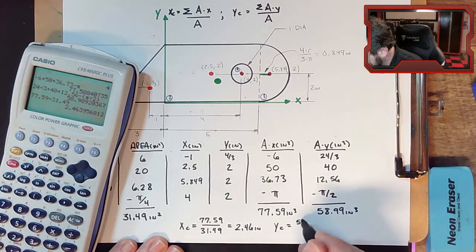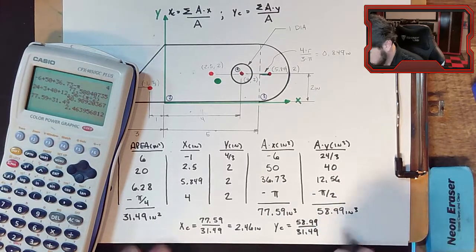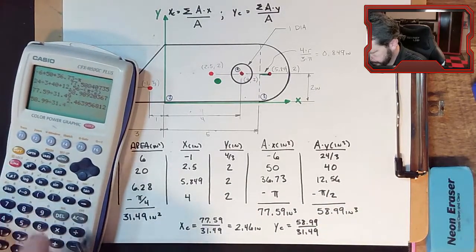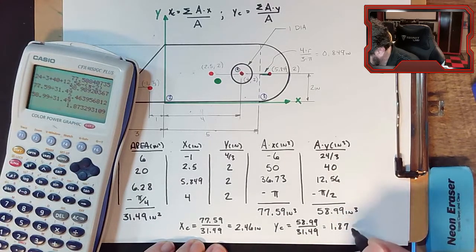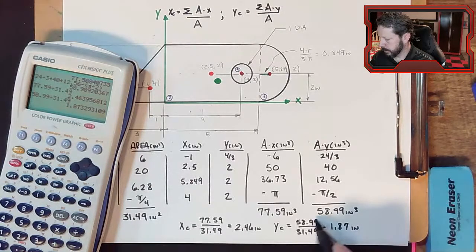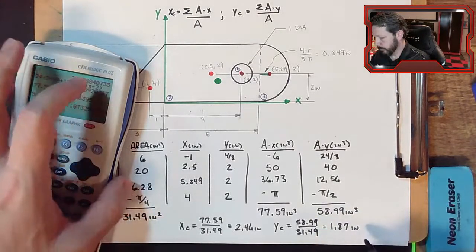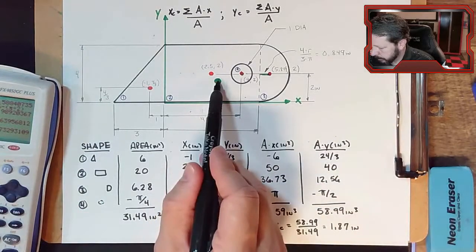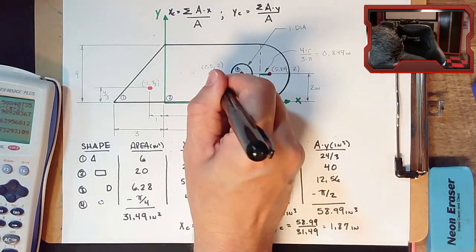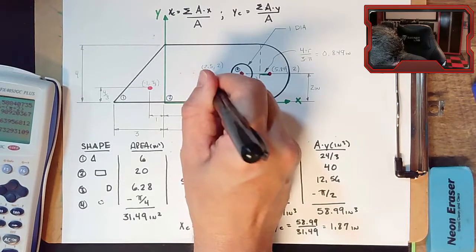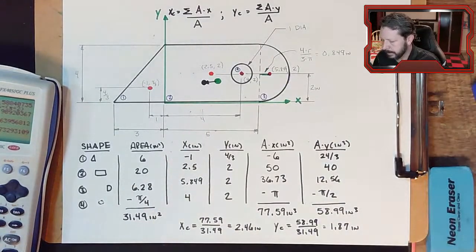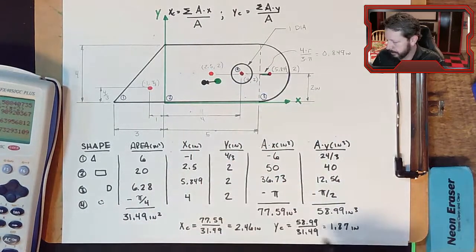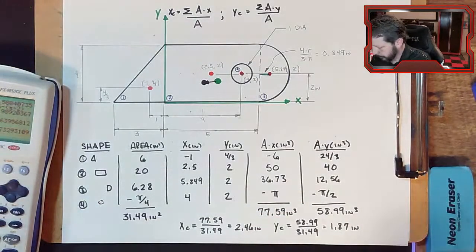Y_C is 0.99 over the same area, 31.49, which is 1.87. Same thing, it's inches, because this is inches cubed and this is inches squared, so the leftover units are inches. And that does look pretty much right. So maybe we were supposed to put this guy right over there. We estimated a little bit wrong. Actually, it might be a little bit higher. I don't know. It's not important exactly where I draw it. It's these numbers that we're looking for.